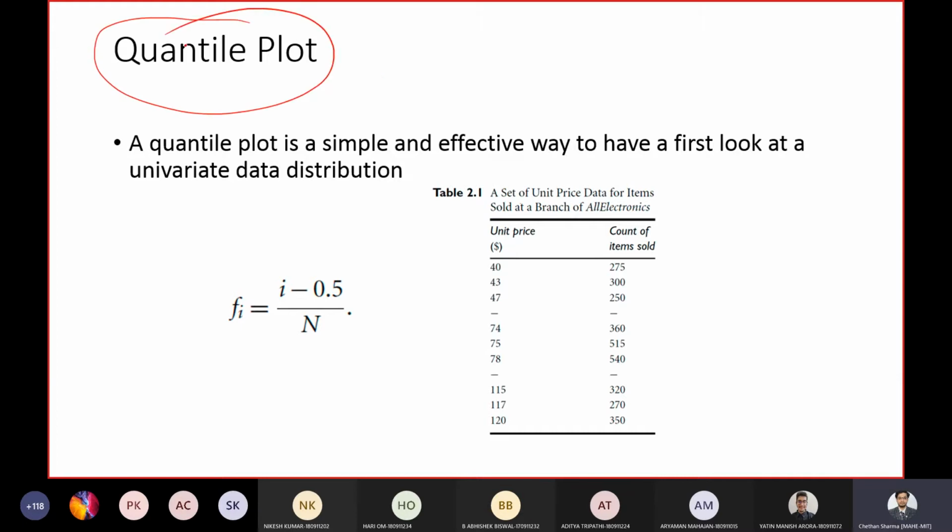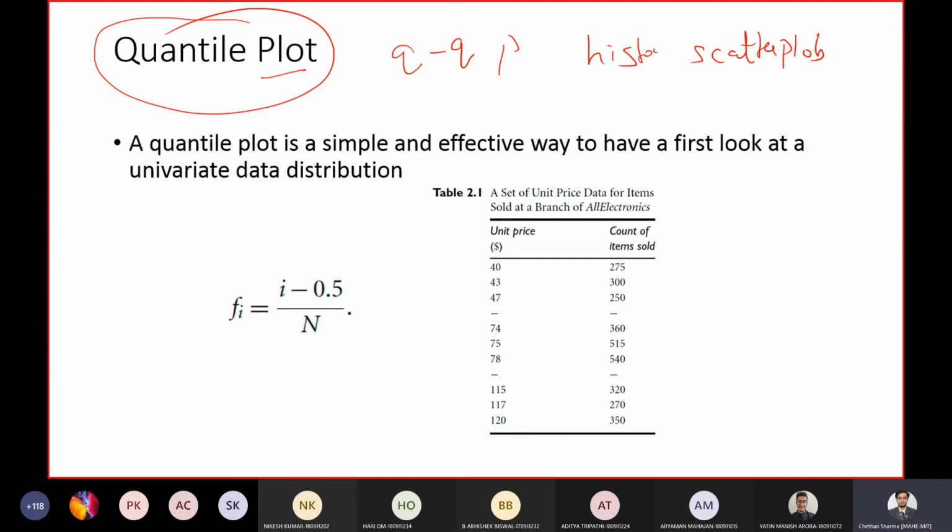graphic displays of how the data is distributed. So there are different graphic displays. One is your quantile plot. The next is the quantile-quantile plot, QQ plot. The next is histogram, and finally scatter plots. So we'll be studying these four graphic displays one by one.